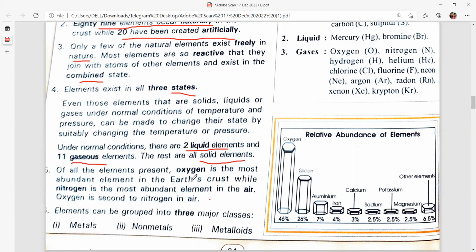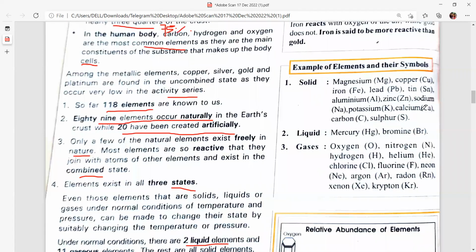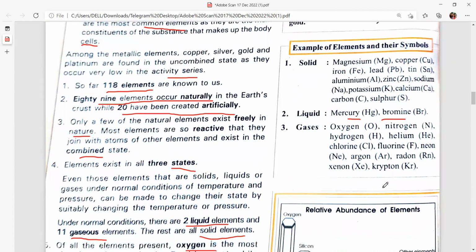On the earth's crust, oxygen is the most abundant element, and in the atmosphere, nitrogen is the most abundant, and next is oxygen. So elements are divided into metals, non-metals, and metalloids. Solid example, liquid examples are mercury and bromine, and gases are oxygen, nitrogen, hydrogen, helium, chlorine, fluorine, neon, argon, radon, xenon, krypton. See, symbols are given.